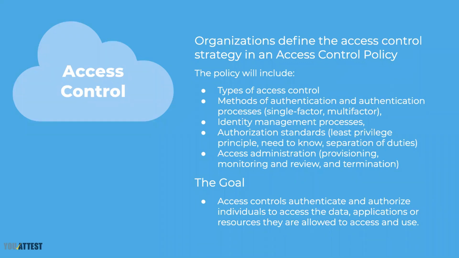So organizations define the access control strategy typically in an access control policy. And I'm going to cover this fairly quickly, as we can go quite in depth here. So I'm going to try to keep it to a minimum. The policy should include, there are other things which it can include, but should include these five items. Number 1, types of access controls. Types of access controls include discretionary access controls, mandatory access controls, role-based access controls, even rule-based or attribute-based access controls. Those will all be defined within the section under types of access controls allowed.